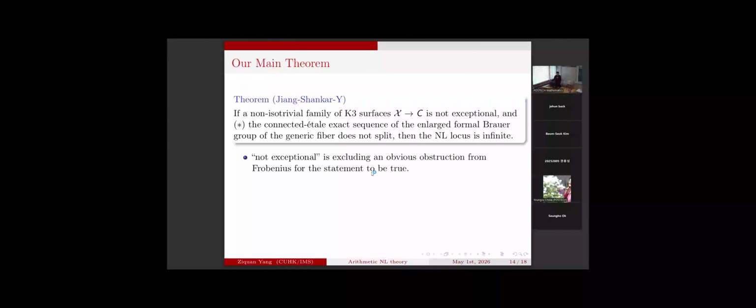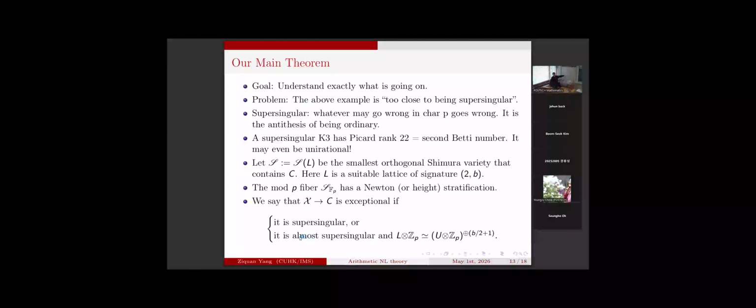So in this theorem, the condition of being not exceptional is trying to exclude the most obvious obstruction from Frobenius for the statement to be true. By the most obvious obstruction, I mean that if you're in a situation in which your Picard rank can only jump at supersingular points, then of course you cannot be dense. So this is what I call the obvious obstruction. And it is precisely captured by this very technical condition on the last line.